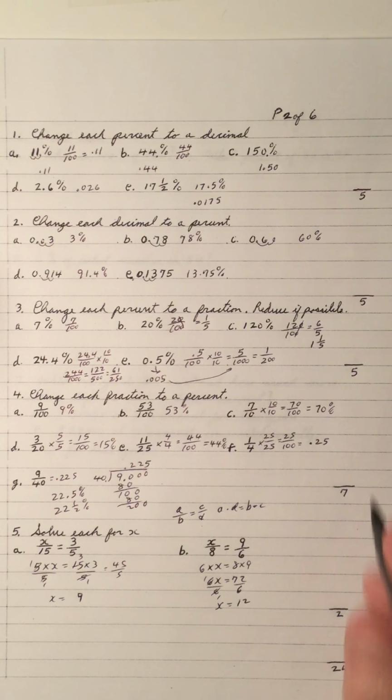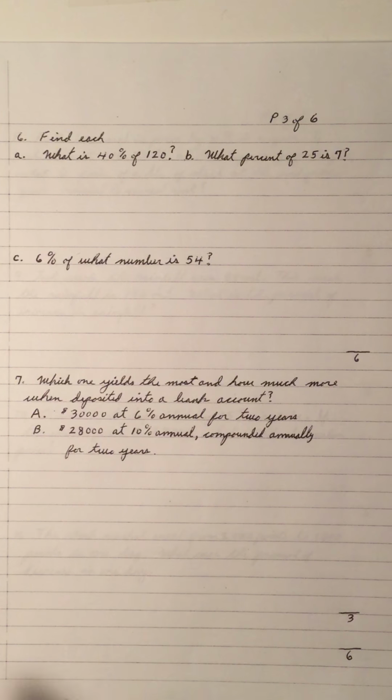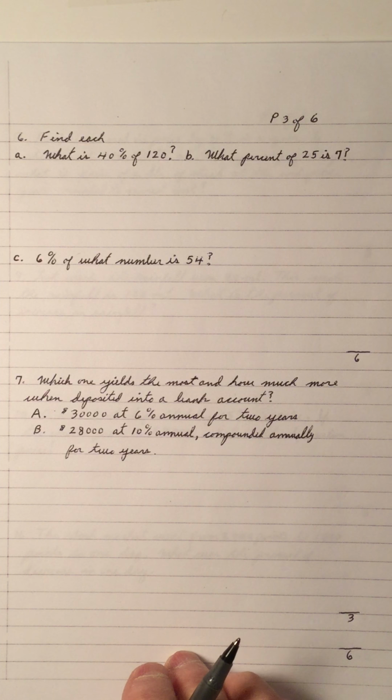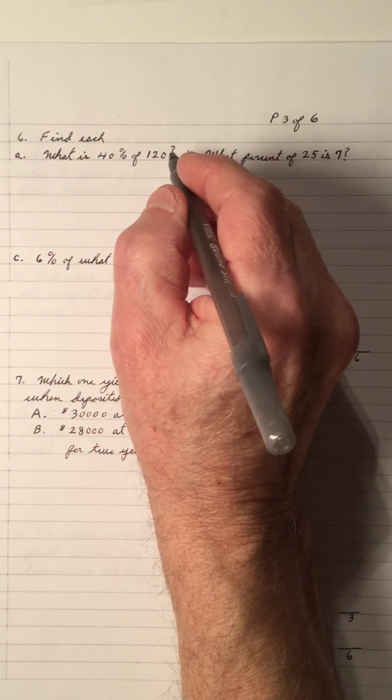And how many did you get right? Total them up and you get a 24. Page 3. Find each. It says, what is 40% of 120?